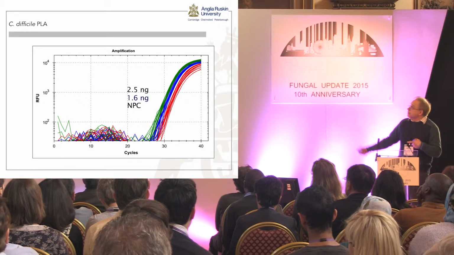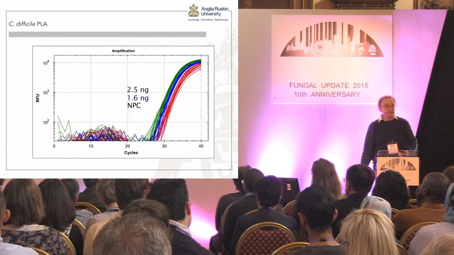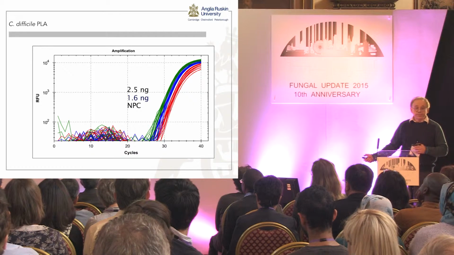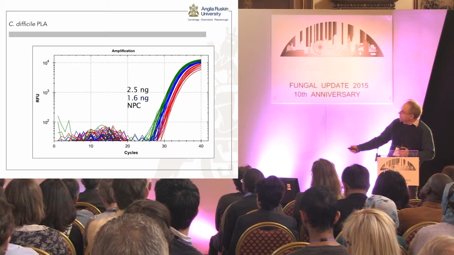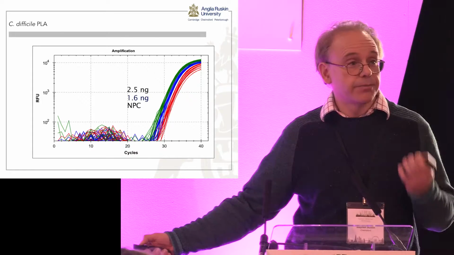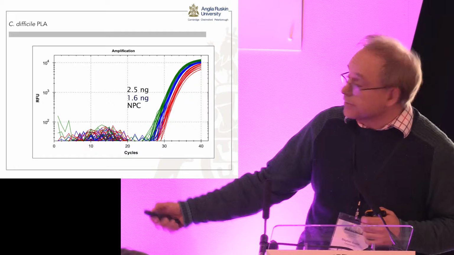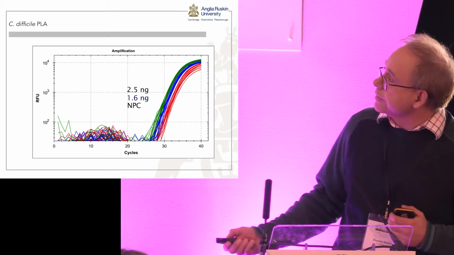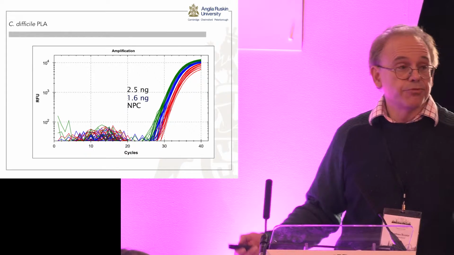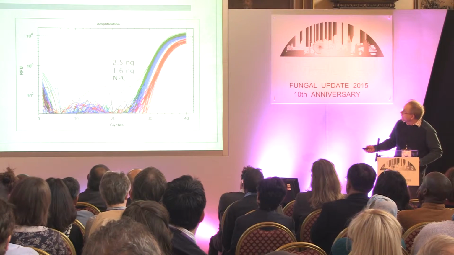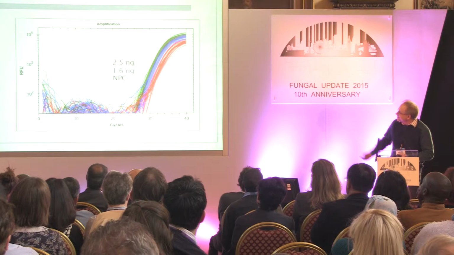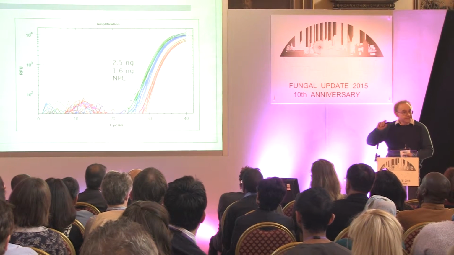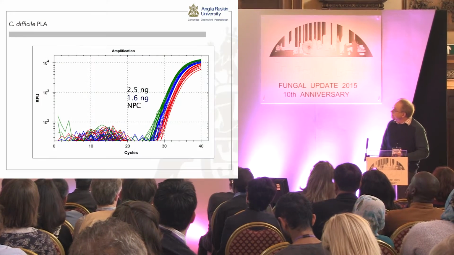I'm switching slightly now because we're interested in another pathogen, which is Clostridium difficile, and I'm just going to show you some data on that. This is the problem that Gemma alluded to. If you do a PCR-based PLA, it's very difficult to distinguish your no protein control from your very, very highest dilutions. You can see these are simply repeat PLAs. You can see it is very difficult to see what's happening there. Sometimes you get a nice difference, sometimes you don't.